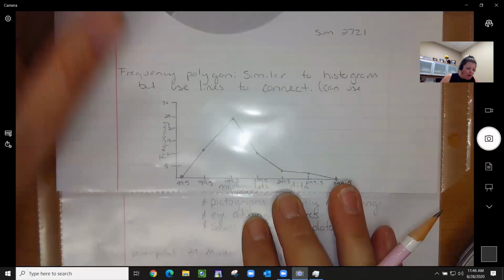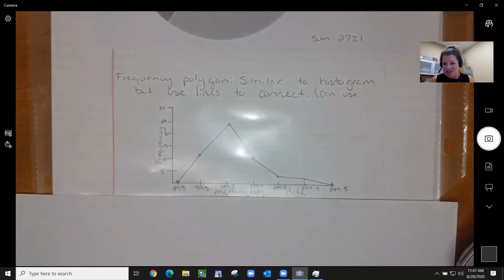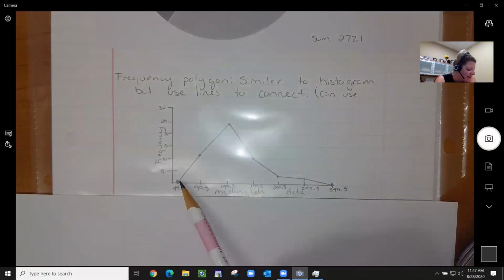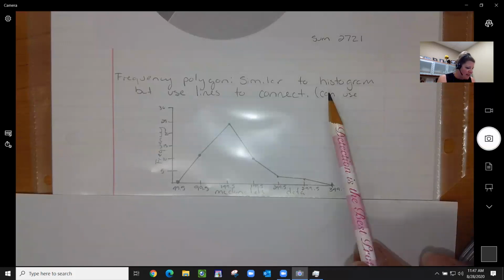So, a frequency polygon. We can't do this in StatCrunch, and I think you just have a couple examples already drawn. But it is quantitative data because it's based on a histogram. And this is our McDonald's data we've seen a couple times. Basically, they take a dot on the top of each bar and you connect them. So a frequency polygon is similar to a histogram, but it uses lines to connect them.